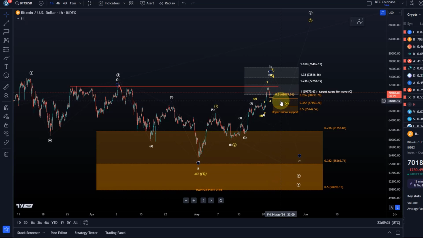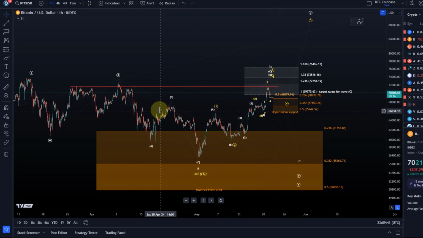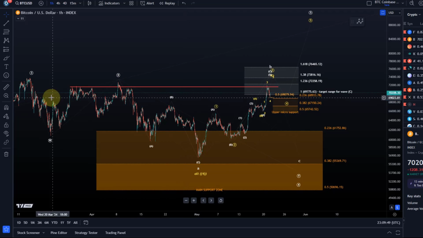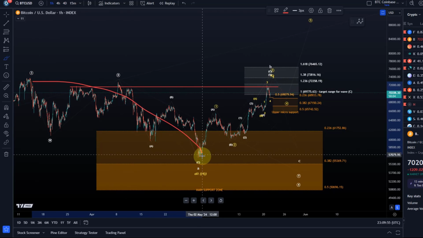However, until not even the first support region is broken, there is no top. So we can focus on higher prices in both of these scenarios as long as we're holding support. The short-term bearish count, let's talk about that first, and then we can move to the short-term bullish count. The short-term bearish count suggests that we formed an A wave here.